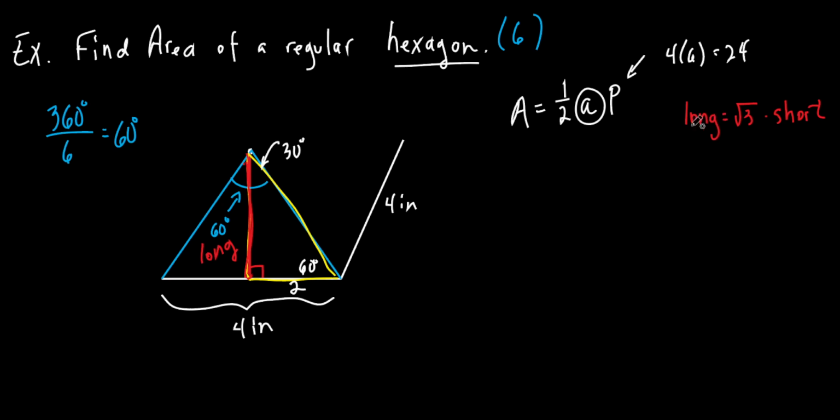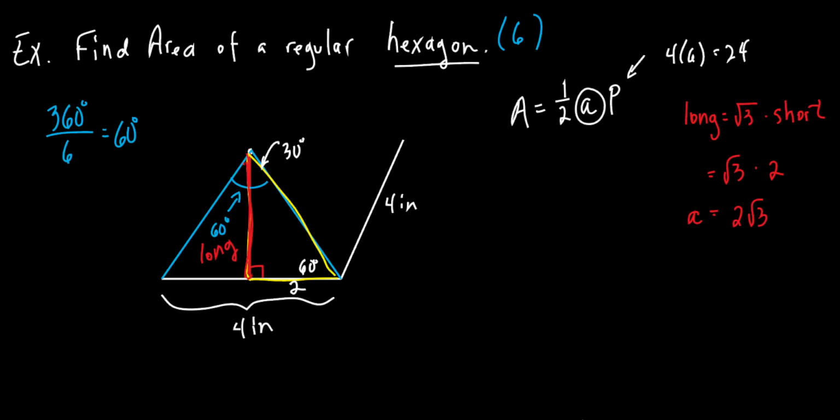That's the key. So what's the long side? The long side is equal to the square root of 3 times the short side. What's the short side? It's 2. How do I rewrite that? I don't want to write square root of 3 and then a 2. 2 square root of 3. So that's my apothem, isn't it?